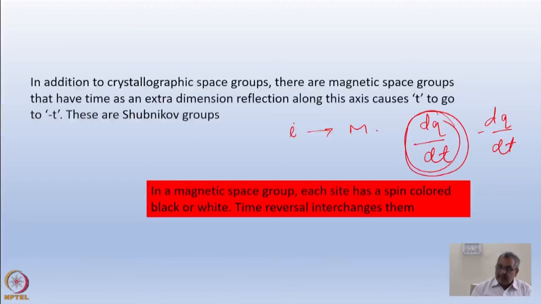So in a magnetic space group, each site has a spin colored black and white, and time inversion or time reversal will interchange them in a magnetic space group.